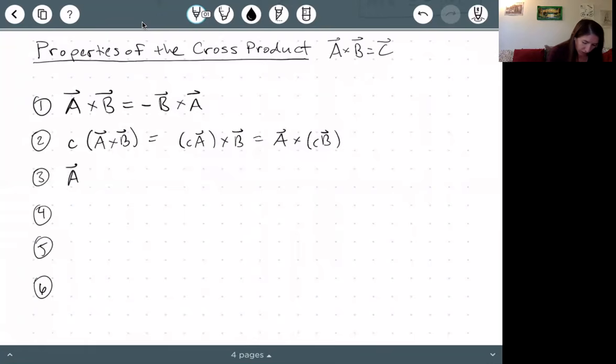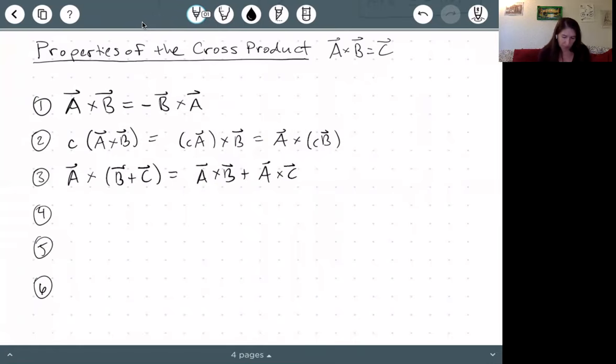We also could consider A cross B plus vector C, which is some other vector. And this is equal to A cross B plus A cross C. Where by C here, sorry if it's confusing, I don't mean this C, which is the result of the cross product. I just mean some other vector.